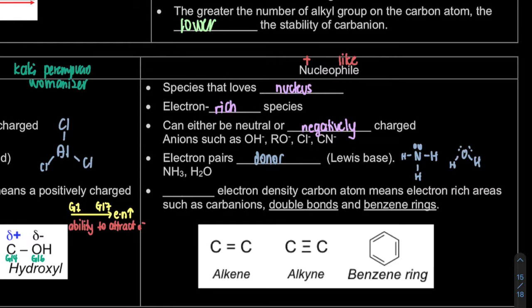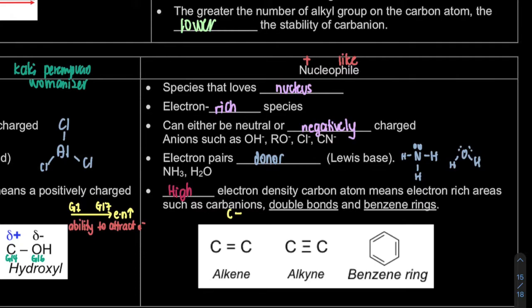Okay, and a nucleophile is where it will have a high electron density. It means the electron-rich areas, such as a carbanion, that is carbon that has a negative charge on it, the double bond and the benzene ring. For example, for our alkene itself, kan here 1, 2, 3, 4. So maknanya in this case, between the alkene ni, banyaknya elektron dia.